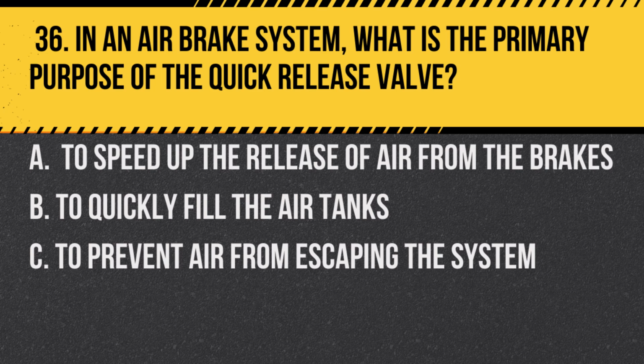Question 36. In an air brake system, what is the primary purpose of the quick release valve? A. To speed up the release of air from the brakes. B. To quickly fill the air tanks. C. To prevent air from escaping the system. Answer. A. To speed up the release of air from the brakes. The quick release valve allows the brakes to release quickly by expelling the air that was used to apply them.